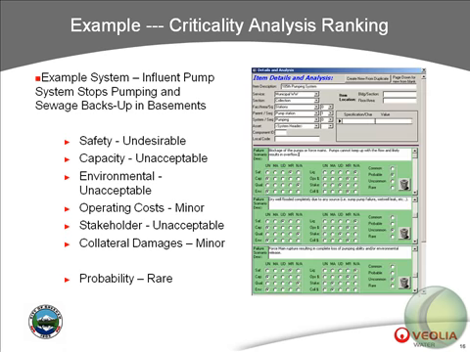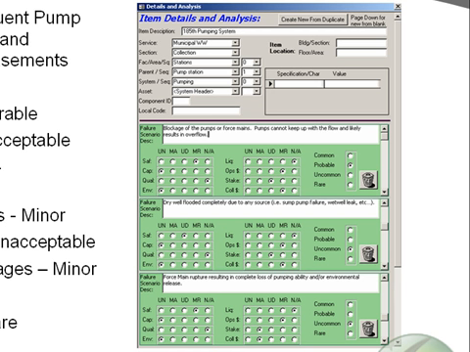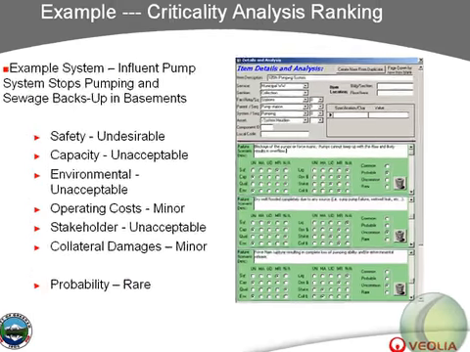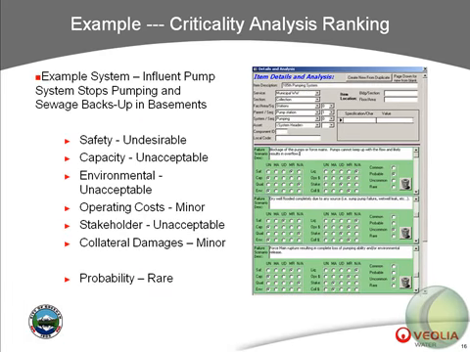Here is an example of a failure scenario where a pumping system stops pumping, its most basic function, and what happens when that occurs. The screenshot on the right is the tool that we used, which is a basic Microsoft Access tool. But it could very easily be developed in something similar in Microsoft Excel, or even a set of paper forms that could be sorted by hand once the ranking is completed.